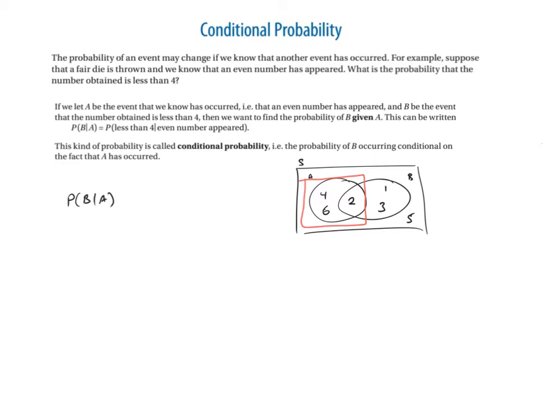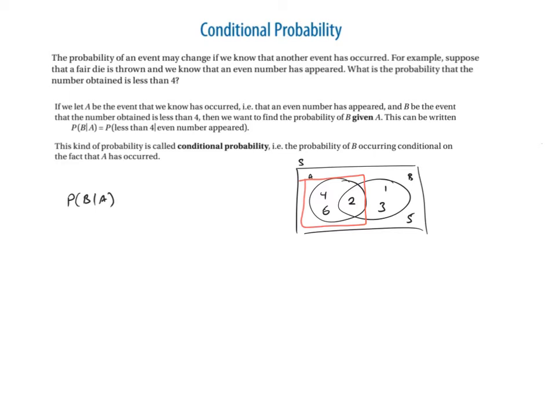My event B is that the number is less than 4. So what we can see here is that the number less than 4 is this 2 here, because 2 is less than 4, 4 isn't less than 4, and obviously 6 isn't less than 4. So you can see here that it's the intersection. That's going to be important. It's always going to be the intersection of A and B. And instead of now being out of the whole of the 6, we've got 3, which is essentially the number in set A.